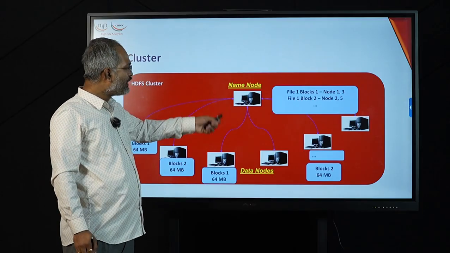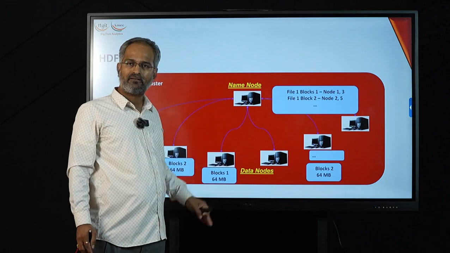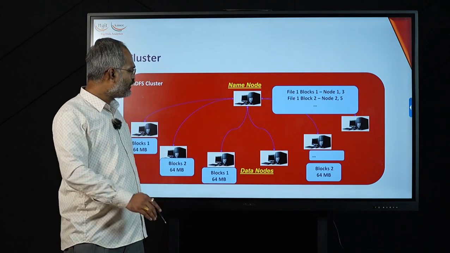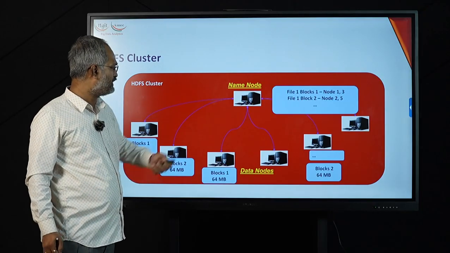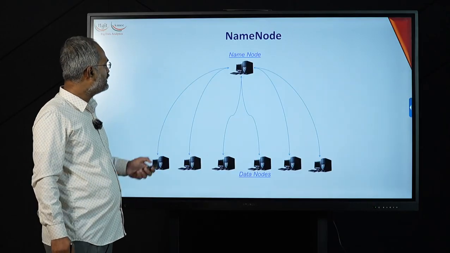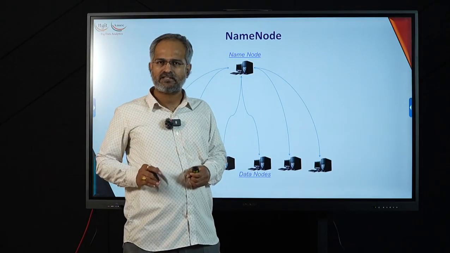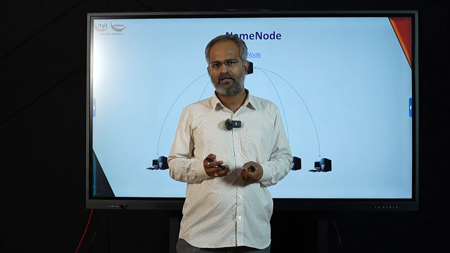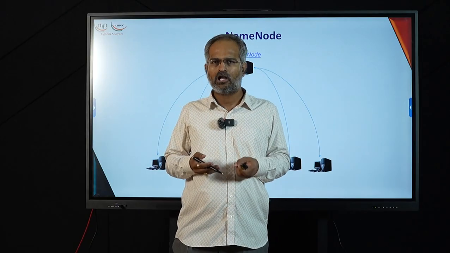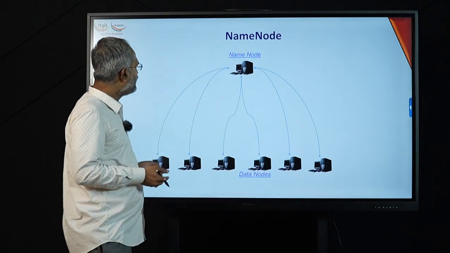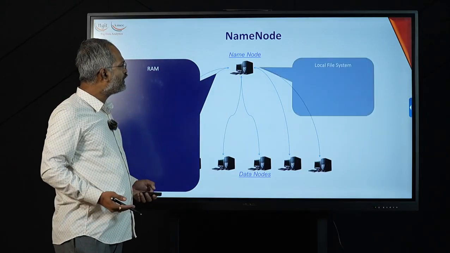Now we have to discuss what the NameNode is in detail and what the DataNodes are in detail. Let us start with the NameNode. The NameNode is also a machine. All machines have their own environment, operating system, local file system and local RAM. All these are available. Here the NameNode has the RAM and also the local file system.